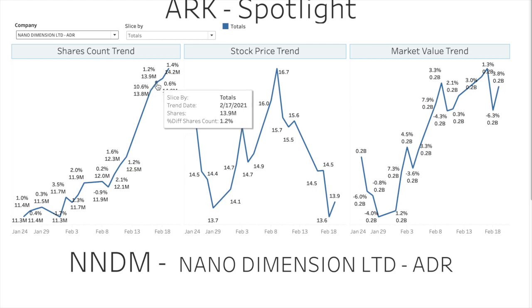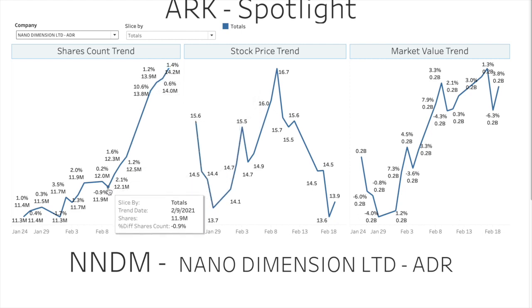Look at this, 1.2% more shares on 17th, 0.6% more shares on 18th, again more on 19th. So consistently they've been buying more and more and more. There were some days where they sold some, but if you look at this data by ETF, which we will in a bit, you'll see that that's more like adjustment, selling from one ETF and buying into the other ETF.